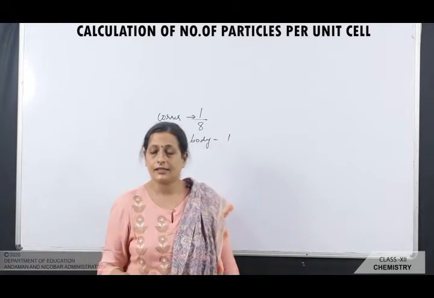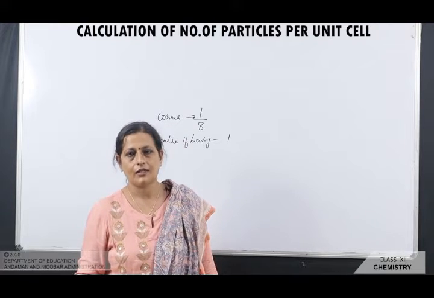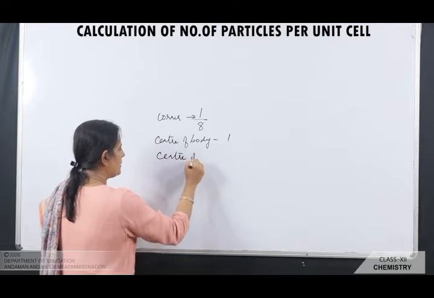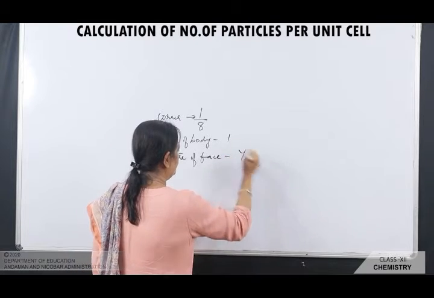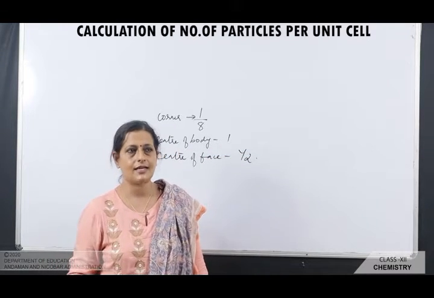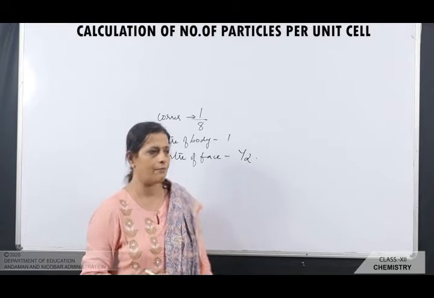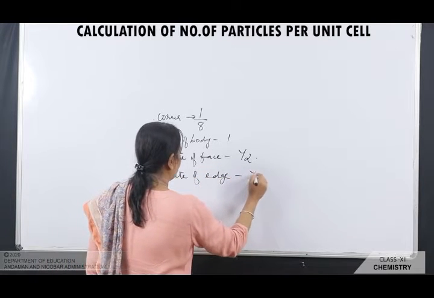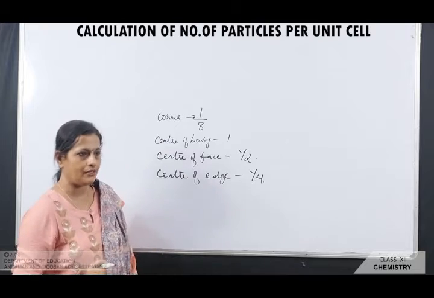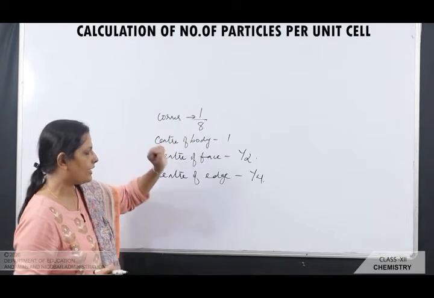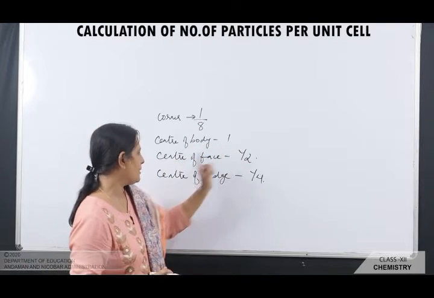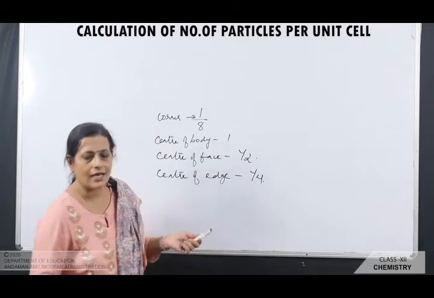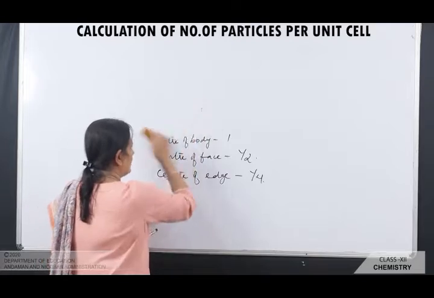Then a particle at the face center is shared by 2 unit cells. So the contribution is 1 by 2. So center of face 1 by 2. Then a particle at the edge center is shared by 4 unit cells. So the contribution is 1 by 4. So center of edge, the contribution is 1 by 4. So these things you have to remember. A particle at the corner, contribution is 1 by 8. Center of the body 1, center of the face 1 by 2 and center of the edge it is 1 by 4. So based on this, we will see how to calculate the number of particles per unit cell.